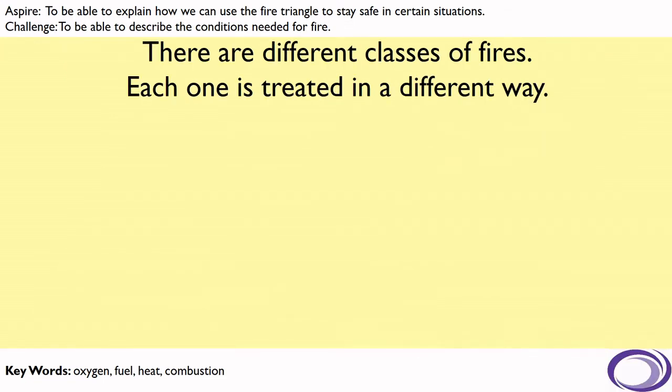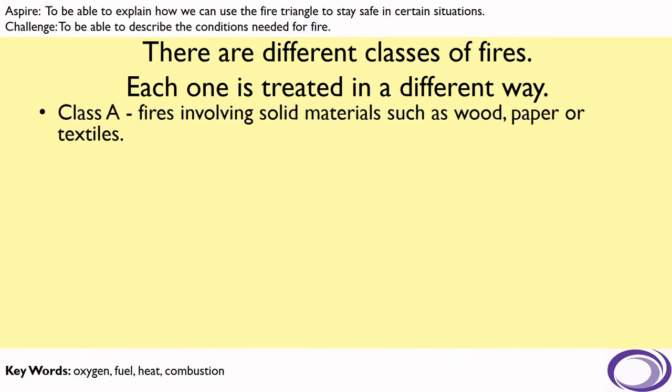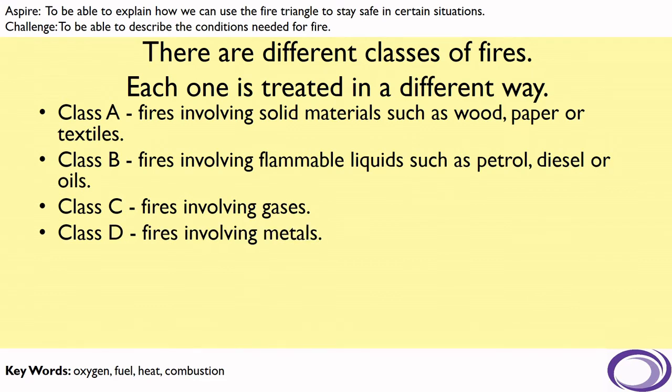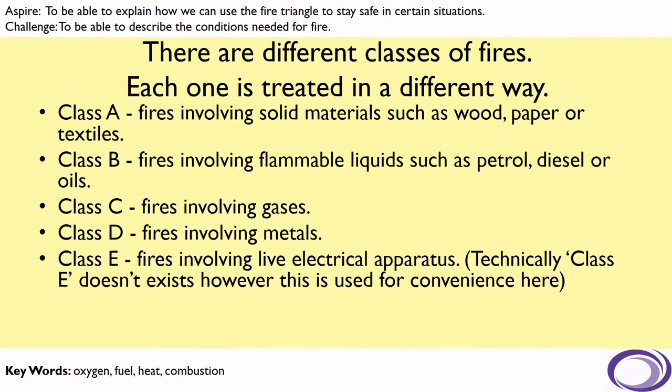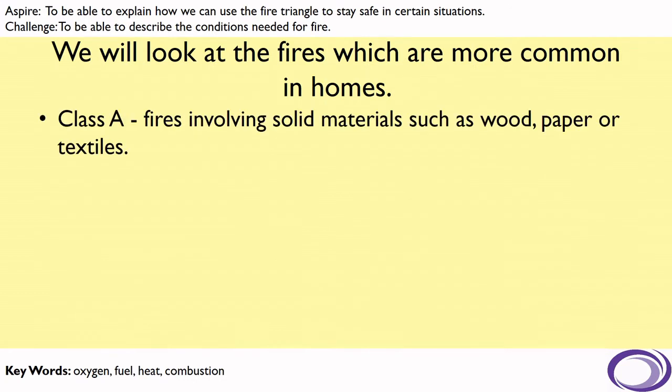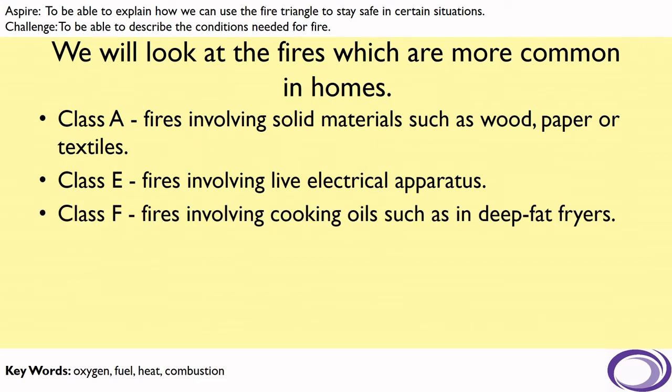Now there are different classes of fires and each one is treated in a different way. So there's Class A, which is fires involving solid materials, B, which involves flammable liquids, C, which is fires involving gases, D, which is fires involving metals, E, which is fires involving live electrical equipment, and F, which is fires involving cooking oils. There are three of these which are most common in homes, so Class A, Class E, and Class F.